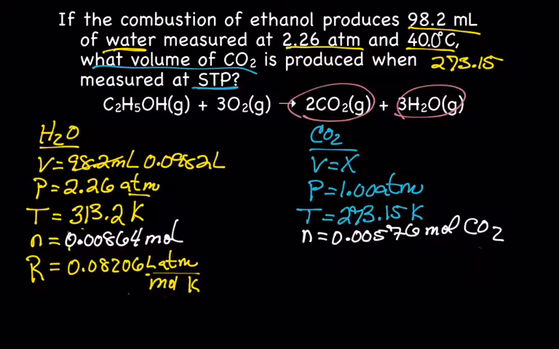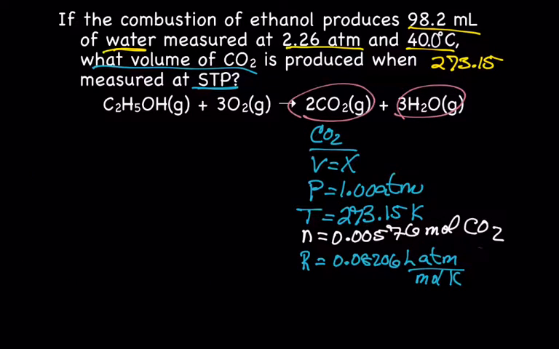All we need to do is figure out our R, and we're going to use the same R as last time, 0.08206 liters atm over mol K, and now we can calculate volume. Let me get rid of the H2O information so we have enough space to work. All right, so ideal gas law again is PV equals nRT, and we just need to plug in the information that we have here.